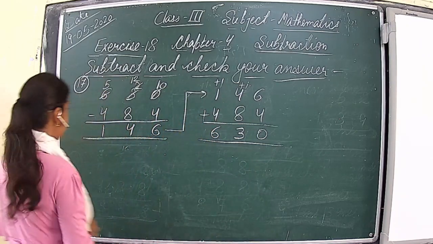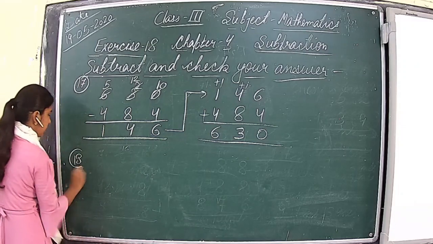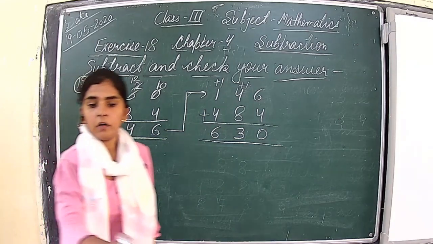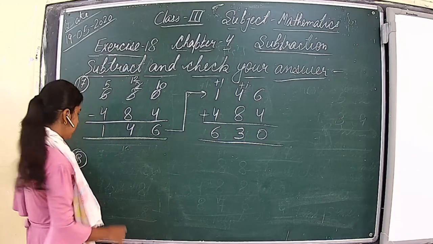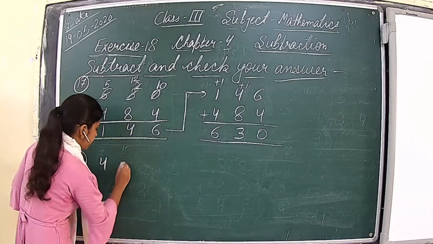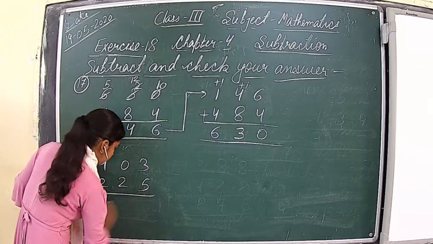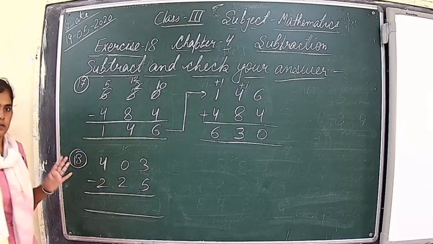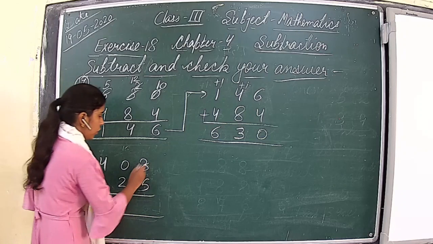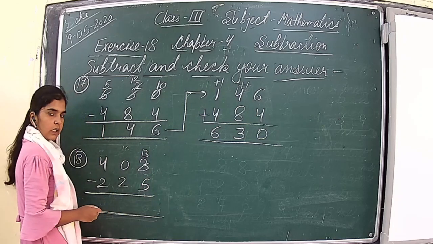Question number 18. 403 minus 225. 3 minus 5, not possible, so we will take one borrow and this 3 will become 13.